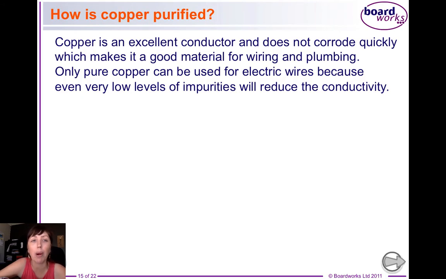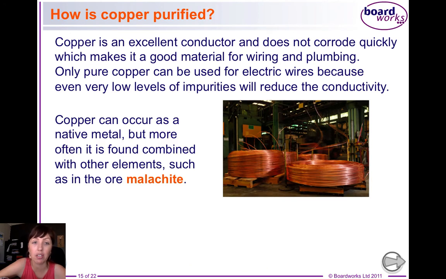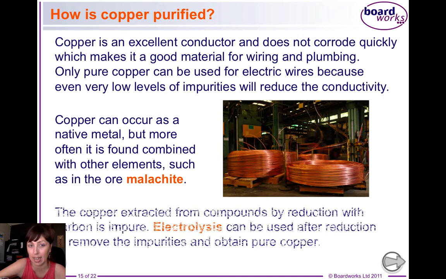Okay, so let's talk about copper. Copper is an excellent conductor. We use it for electricity and water pipes. It can occur as a native metal, but more often it's found combined with other elements, such as in its common ore malachite. The copper extracted from compounds by reduction with carbon is impure.